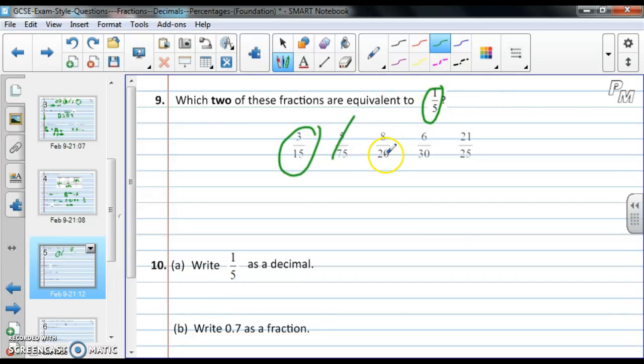For this one, I need to multiply by 4. So 5 times 4 gives me 20. 1 times 4 does not give me 8, so that's not equivalent. For this one, I've got 5. To get to 30, I have to multiply by 6. 1 times 6 gives me 6. So that one is equivalent. And then if I check this one, 5 times 5 gives me 25. 1 times 5 is not 21. Alright, lovely.